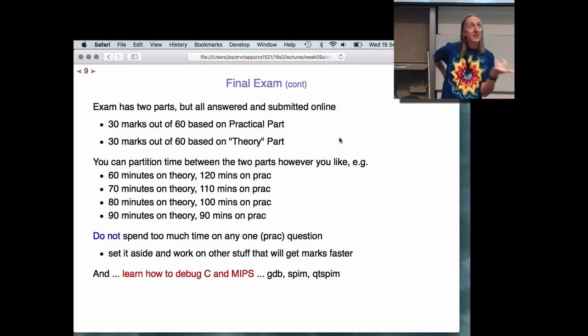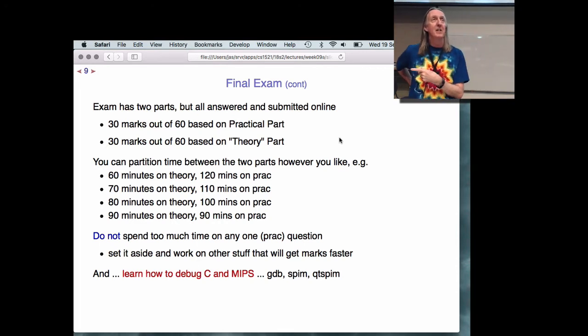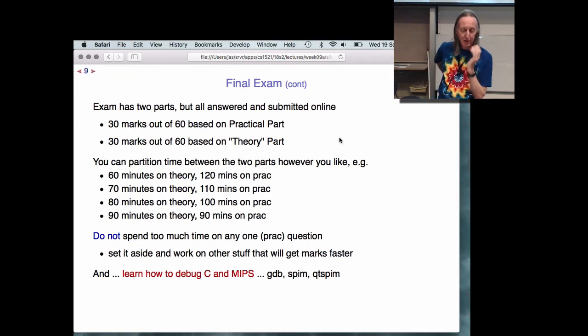So there are 2 parts. There's a prac part and a theory part, but I don't want to deal with paper. I don't want to destroy thousands of trees, so that we can give you exam script books, so everything gets typed in and submitted. So there'll be a give command or a submit command, I forget what it's called. So you write the answer to your question in a file, and we'll give you templates for all the question files as well. So you just type stuff into them.